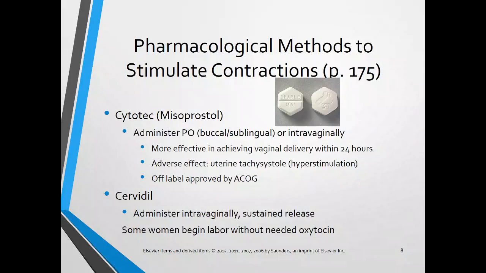Another is Cytotec, and that can be given PO or intravaginally. This one is used to help with contractions as well. The problem is that sometimes uterine tachysystole can occur, which is when there are too many contractions going on. It is an off-label use, but it has been approved by the American College of Obstetrics and Gynecology. And then Cervidil is the other one used for that as well.